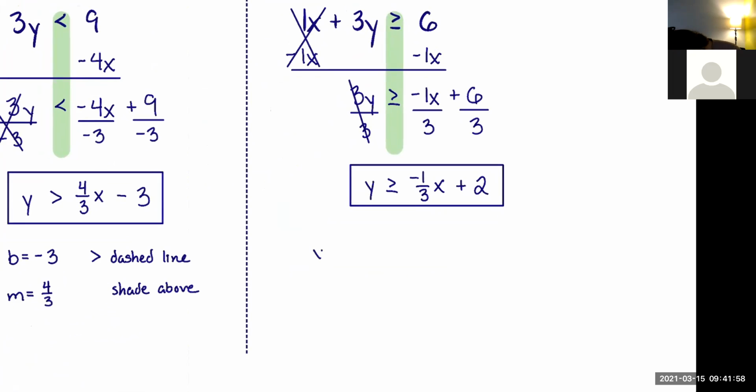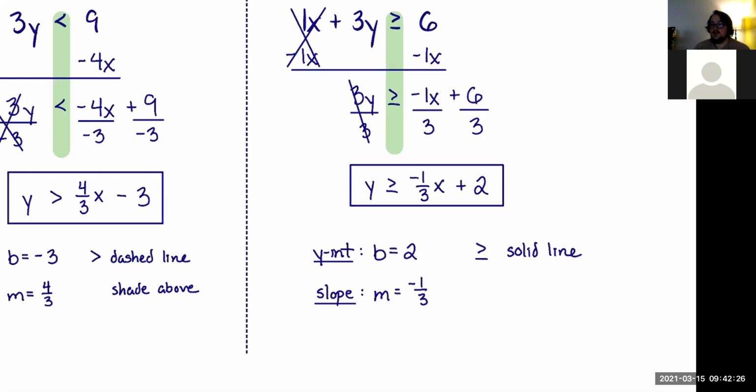What is our y-intercept? A +2. What about our slope? -1/3. And then looking at the inequality sign, which is a greater than or equal to symbol, what type of line is that going to give me? It's going to be a solid line. And with respect to the solid line, which side am I going to shade on? Below. Ooh, careful. Above, right? Above. The greater than part gives me above.